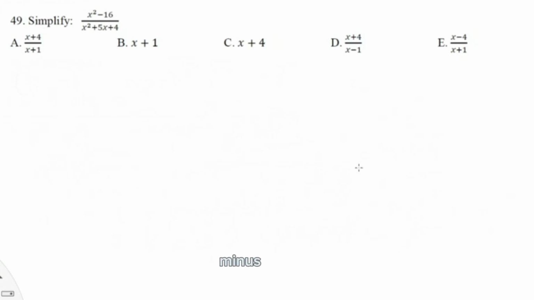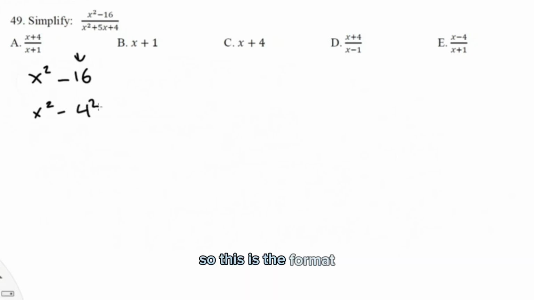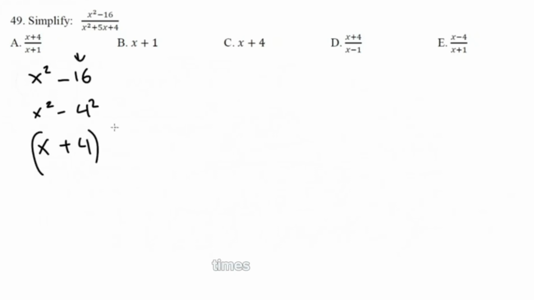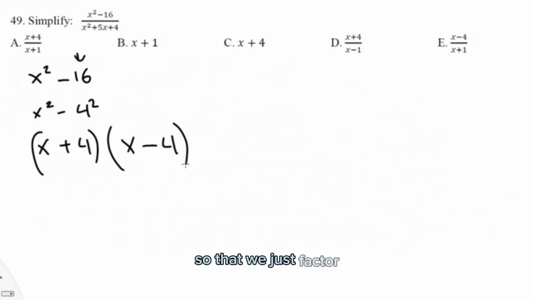Simplify x squared minus 16 over x squared plus 5x plus 4. Alright, this is actually a pretty simple problem. So we're going to start off with this numerator, x squared minus 16. 16 can also be written as 4 squared. So that means this is x squared minus 4 squared. So this is in the format of a squared minus b squared. When we have a squared minus b squared, we can write that as a plus b times a minus b. So now we just factored this top equation. And we're going to factor the bottom one as well.